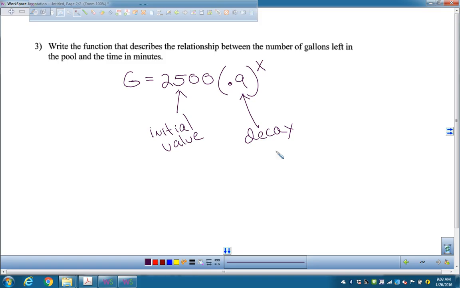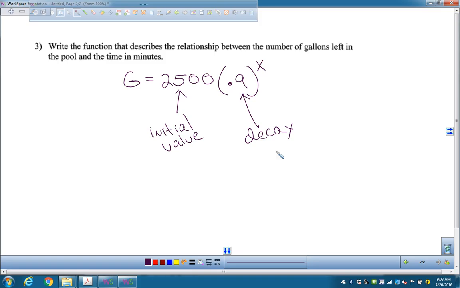Let me make sure. I don't want to just be making up stuff as I go along. Yeah, which I tend to do. Does it say it on the bottom? Yeah, where's that worksheet? It says decay factor. Oh, it does say decay factor? Yep. Look at me. I didn't even look at my notes. Okay, so that's a decay factor.